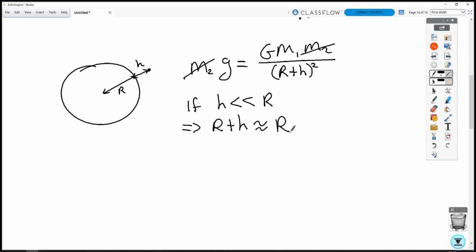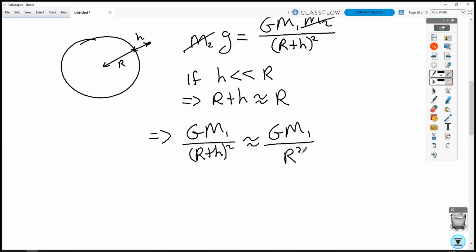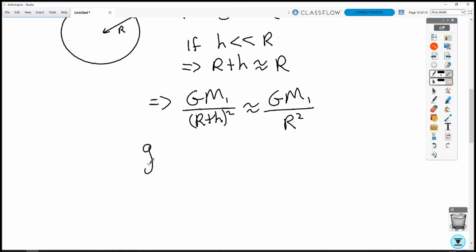Well, let's try that out. 6,400 times 10 to the 3 plus 320. It's still 6,400 times 10 to the 3, is it not? So if h is very, very small compared to r, then when you add them together, you still approximately have r. It doesn't make a difference. It's negligible. So GM1 over (r plus h) squared is roughly equal to GM1 over r squared, because r plus h is roughly equal to r. So g is equal to 9.81 newtons per kilogram until h is big.